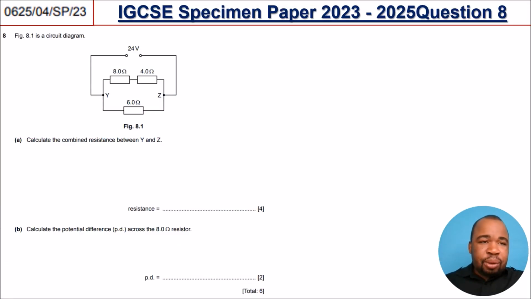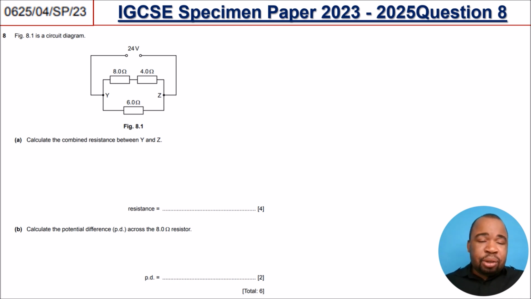So this is one of the questions which is prominent on my desk across the globe. It's coming from the 2023 to 2025 specimen, and it's question number 8, and it's dealing with ohmic circuits. So I'm just going to demonstrate how to negotiate this question, what is expected of you, and how to do nodal analysis when you have a parallel circuit like this.